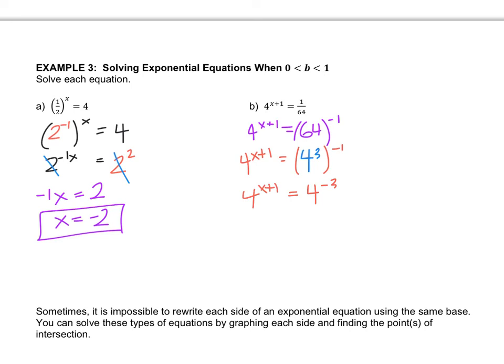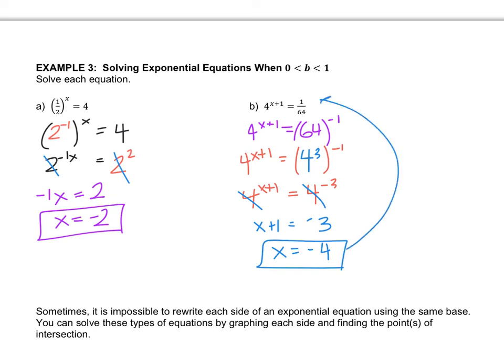Now that I have the same base, I can ignore the bases and just deal with the exponents. So that gives me x is equal to negative 4. And again, if you're not sure, take negative 4, plug it in up here. You get 4 to the negative third on the left. And if that equals 1 over 64, then you know you did it.